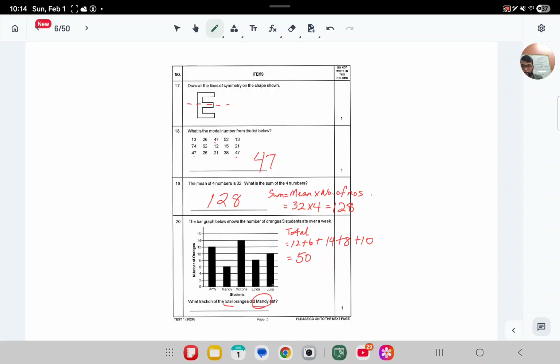Now they said what fraction Mandy ate. So we look at Mandy. Mandy ate 6. So the fraction would be the 6 over the 50. And this could reduce, so 6 over 50 or 3 over 25. We divide the numerator and the denominator by 2.